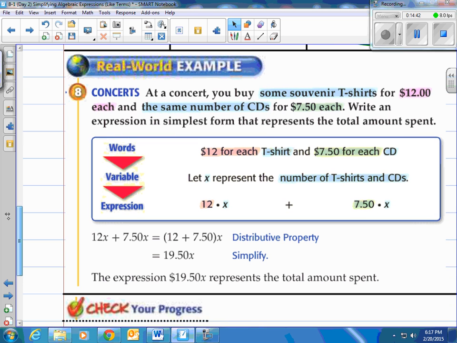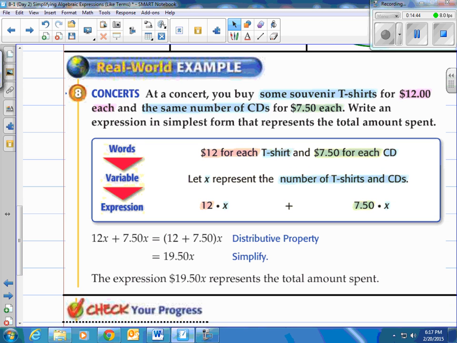How about example 8 here? It says, at a concert, you buy some souvenir t-shirts for $12 each and the same number of CDs for $7.50 each. Write an expression in simplest form that represents the total amount spent. Well, let's put it into words. It says $12 for each t-shirt and $7.50 for each CD.